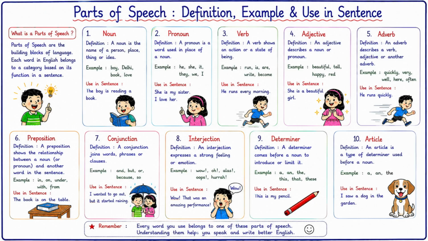New is an adjective. Book is a noun. On is a preposition. And the is an article. The table contains a noun phrase introduced by the article the. Once you understand parts of speech, English sentences become much easier to understand and construct.